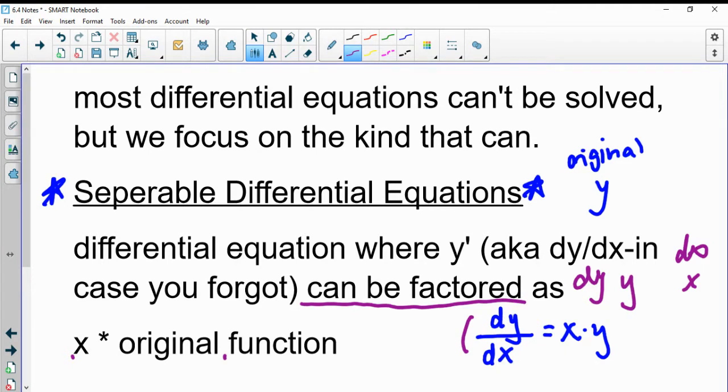You can't always do that, but in this special kind where you can make it an x factor and the original function factor and you can separate them, it's called separable. And this sounds long and hard and complicated, but really all we're going to do is get the y's on one side, the x's on the other, and then solve for y is what it comes down to.